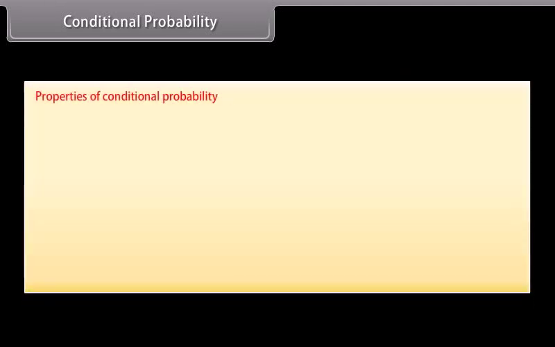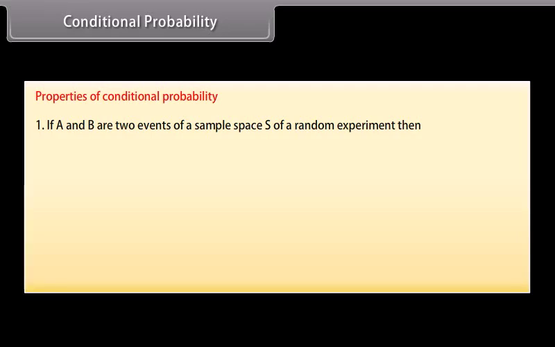Properties of conditional probability. 1. If A and B are two events of a sample space S of a random experiment, then conditional probability of sample space S when event B is given is equal to conditional probability of event B when event B is given is equal to 1.